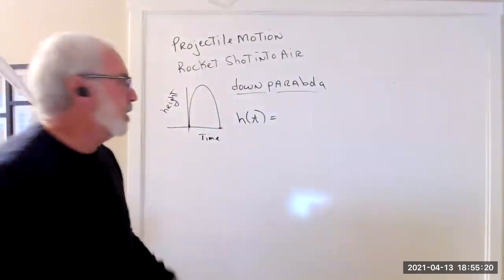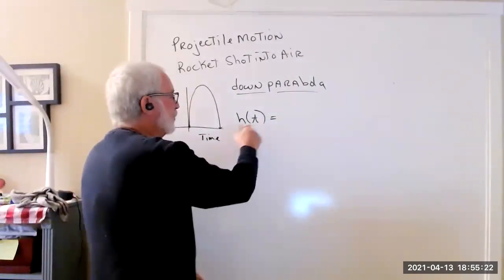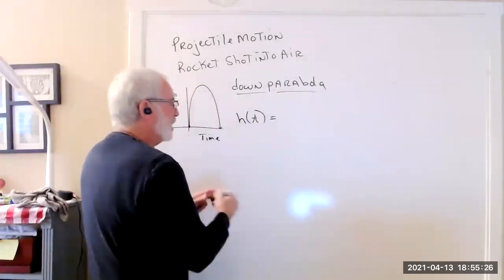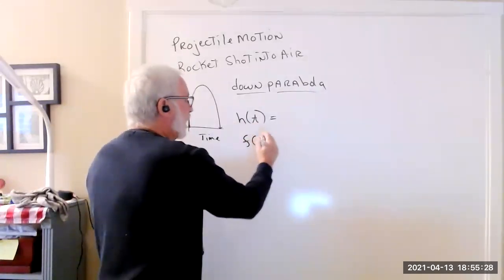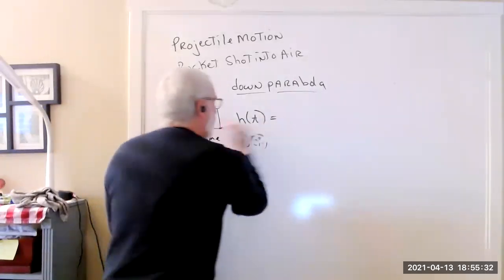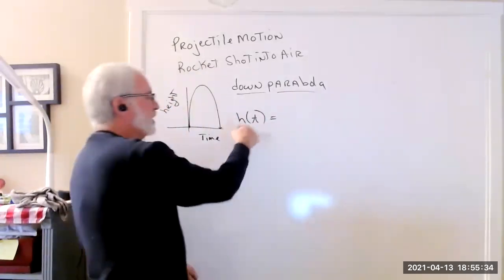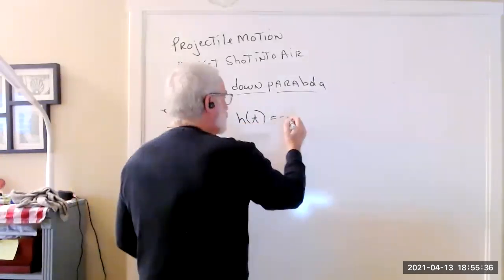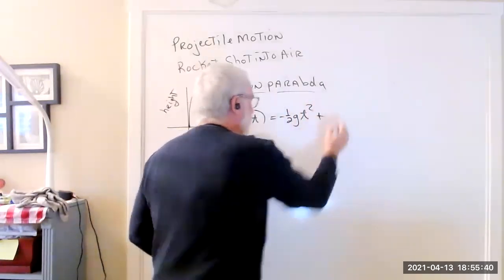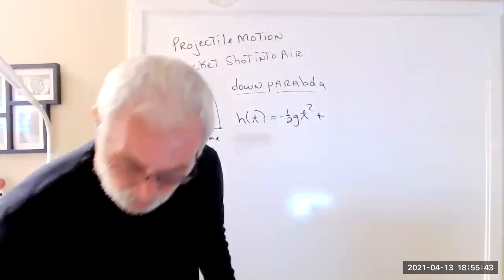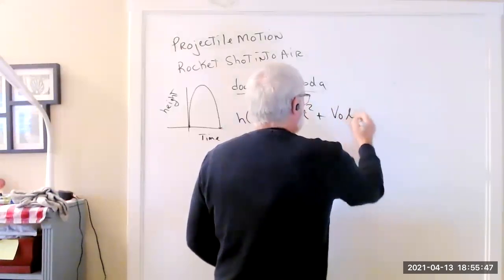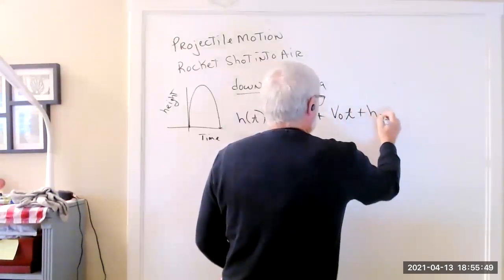Okay. H of t, this is a function. This is not h times t. This was h of t, like we used to write f of x. And that told us, oh, you're going to plug in something. Well, this is the function height at a certain time. It's negative 1/2 g t squared plus, don't panic at all, v naught t plus h naught.